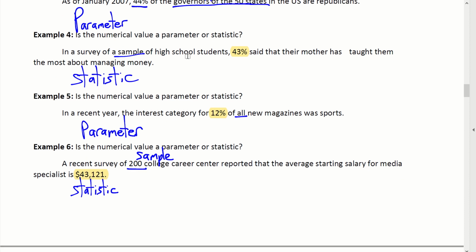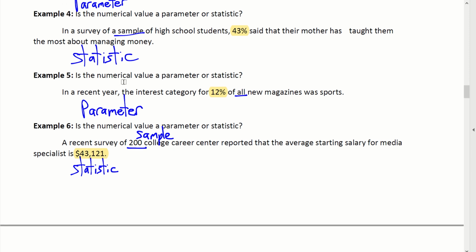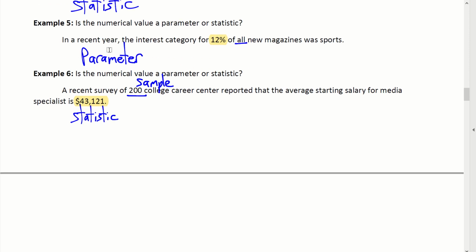In a survey of a sample of high school students, 43% said that their mother has taught them the most about managing money. The number that's describing this time is the 43%. It's related to a sample, which means that the 43% is a statistic. In a recent year, the interest category for 12% of all new magazines was sports. That number 12% is describing all of the new magazines. Since it's describing all, that's a population, which means that the 12% is a parameter.